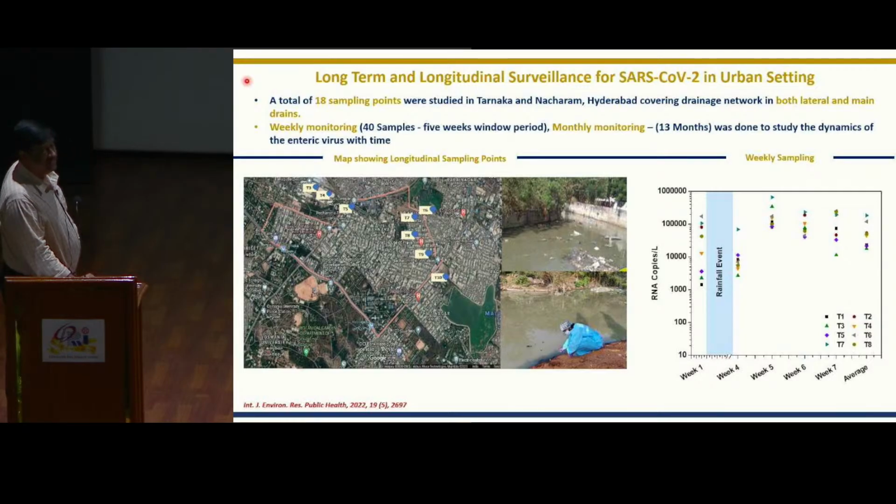When there is rainfall, we cannot collect samples because the water gets diluted. So during that time we did not collect samples. There is a significant variation, and this matches with the infection rates reported by the state government.